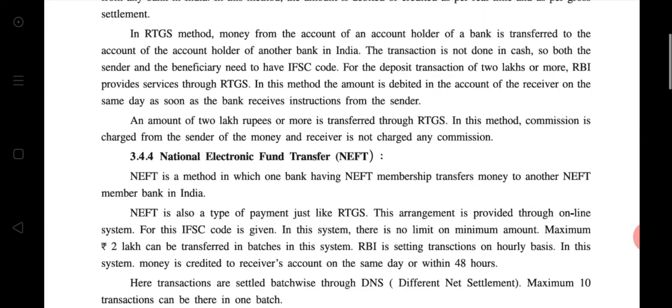In this method, commission is charged from the sender. Please underline: 2 lakh rupees or more is transferred. So minimum 2 lakh and maximum is not decided, not limited. Commission is charged from the sender of the money, and the receiver is not charged any commission. Please underline these two lines. It is important for 1 or 2 marks.